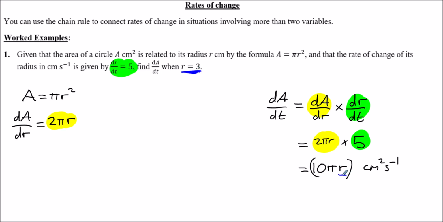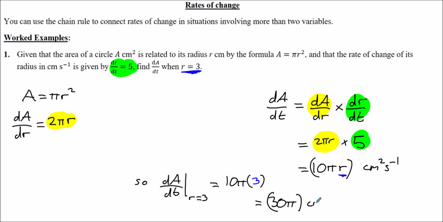So if we sub in r being 3, so we can find dA by dt when r equals 3. That's going to be 10 pi multiplied by 3, which we can leave in terms of pi. In this case, that's going to be 30 pi centimetres squared per second.